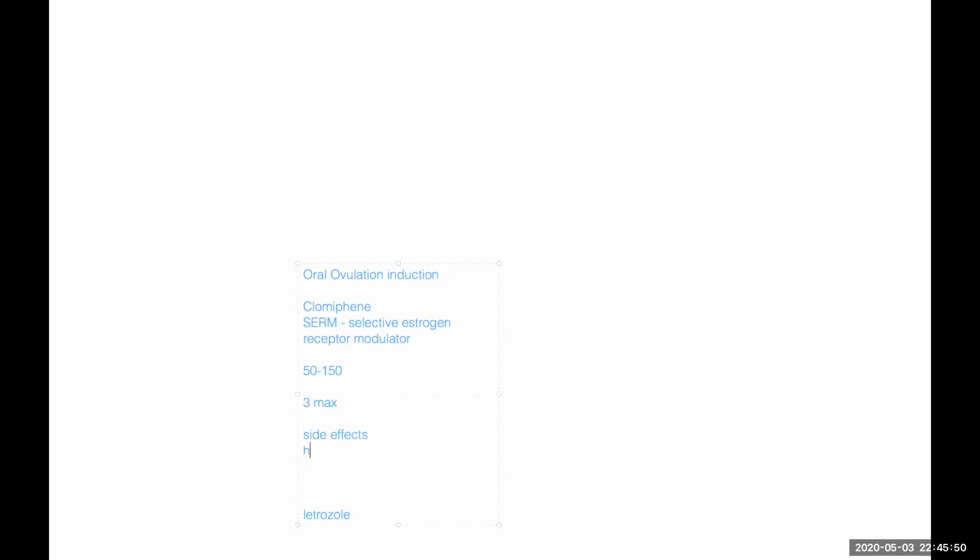Blurred vision is a serious side effect. Hypoestrogenic syndrome: hot flashes, night sweats, mood swings. Serious is diplopia, and you have to stop it and tell the patient to come see you because there might be a brain tumor growing because of it.